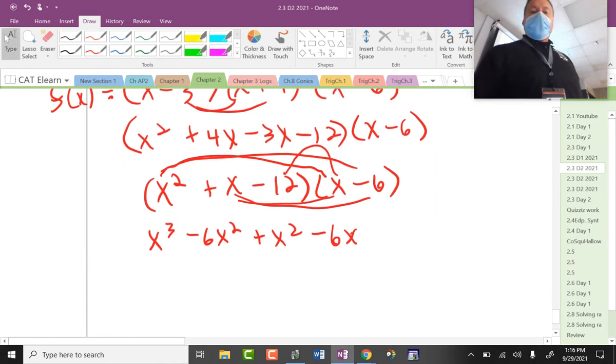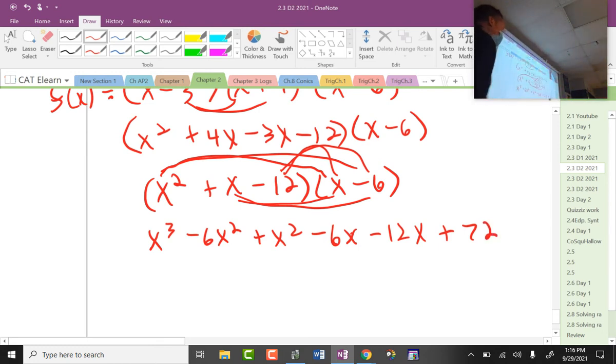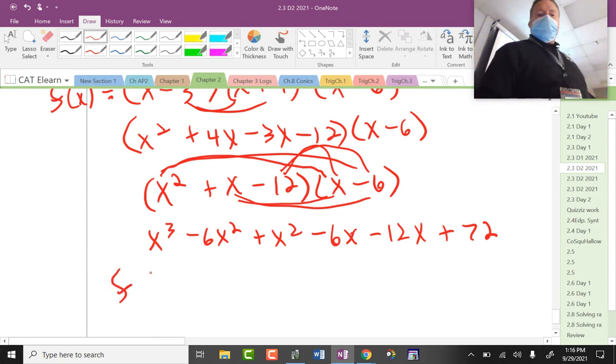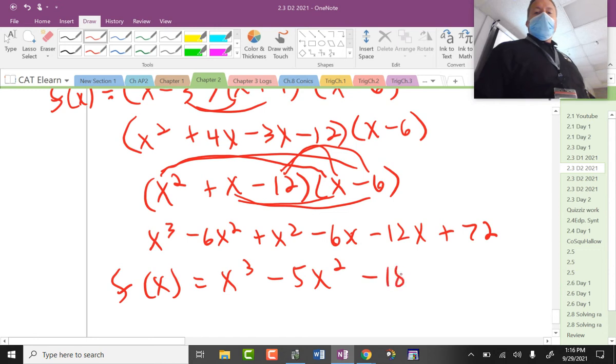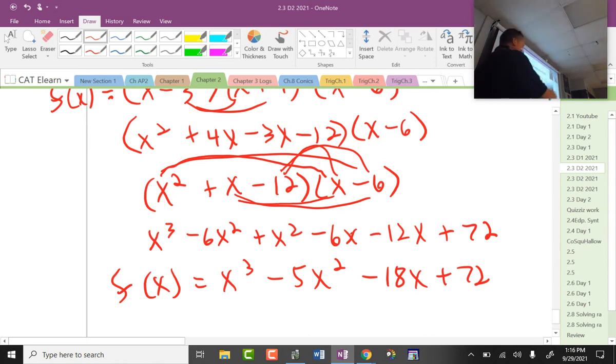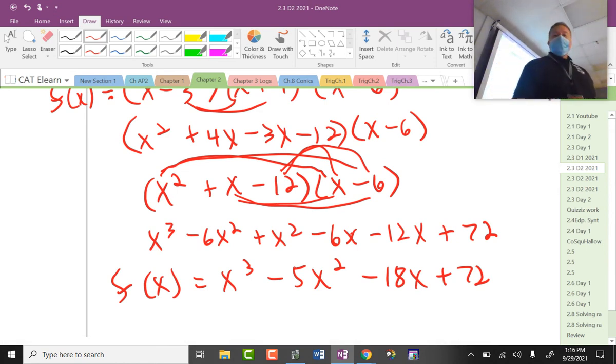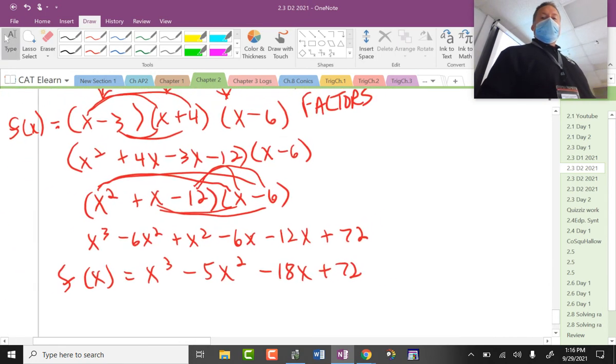So notice the lines that I'm drawing as I do each distribution, and you could call this distribution instead of a cousin of FOIL. It keeps track of all 6 of my multiplications. All right, and then I do kind of have to speed it up as we have 4 minutes left. I got to get my like terms together. And there's the polynomial that has those 3 zeros, but in standard form. Now, you're not going to believe this. The next example is actually easier than this.